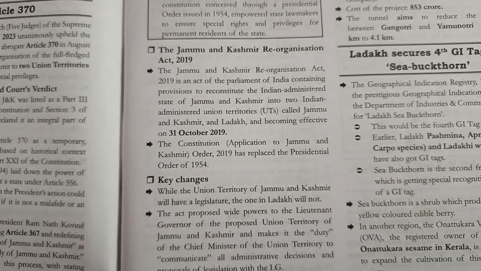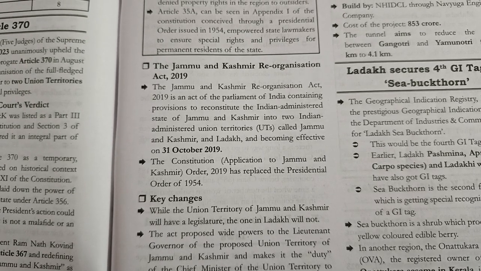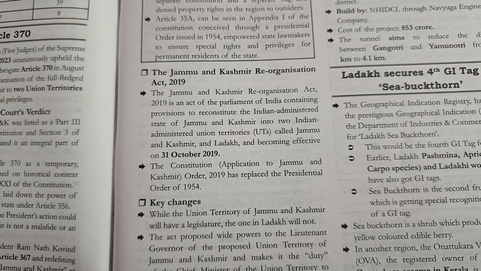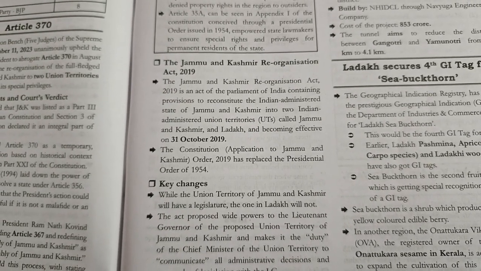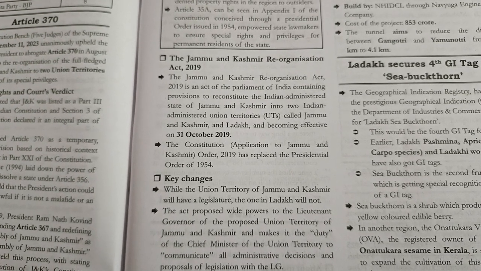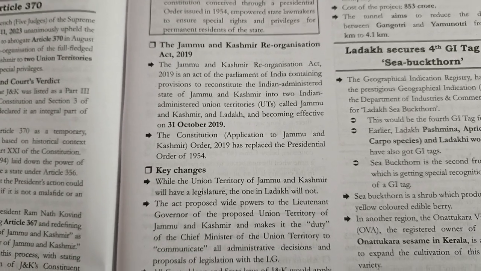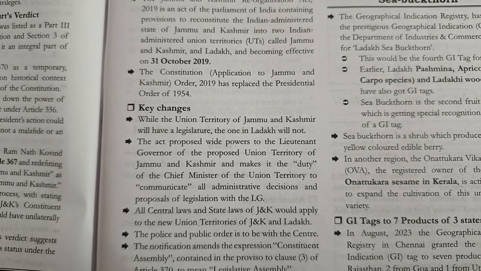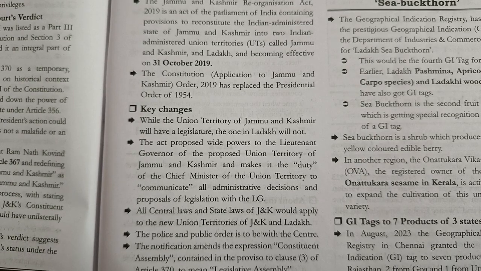The Jammu and Kashmir Reorganization Act 2019. The Jammu and Kashmir Reorganization Act 2019 is an act of the Parliament of India containing provisions to reconstitute the Indian administered state of Jammu and Kashmir into two Indian administered union territories, UTs, called Jammu and Kashmir and Ladakh, and becoming effective on 31st October 2019. The Constitution Application to Jammu and Kashmir Order 2019 has replaced the Presidential Order of 1954.